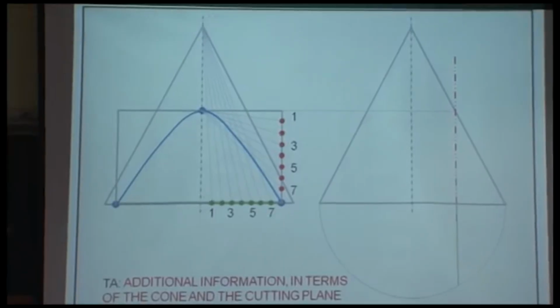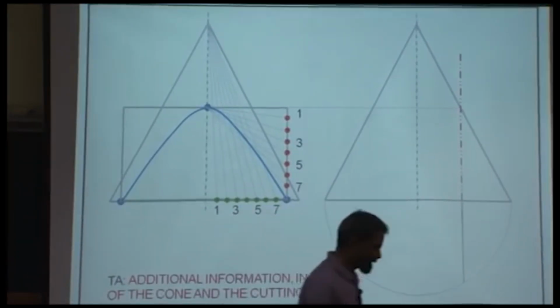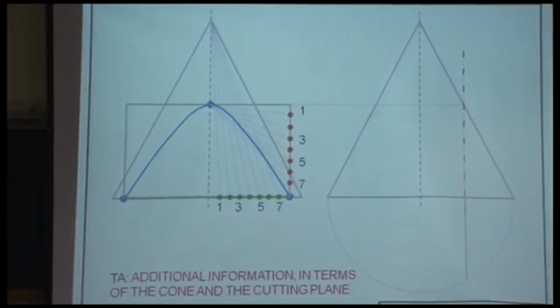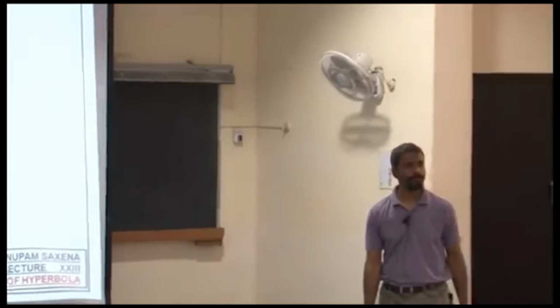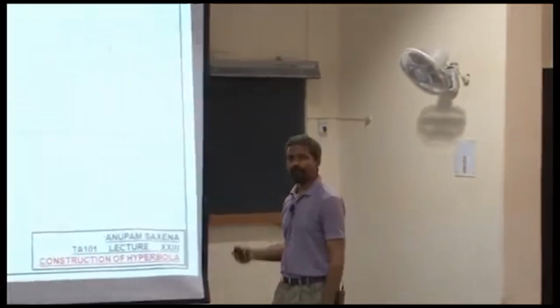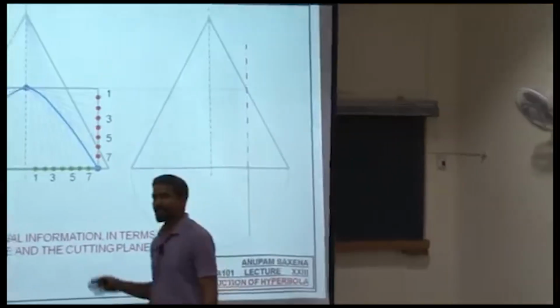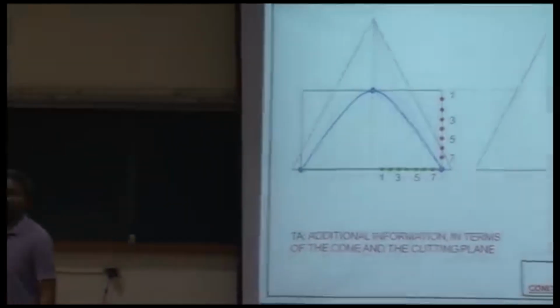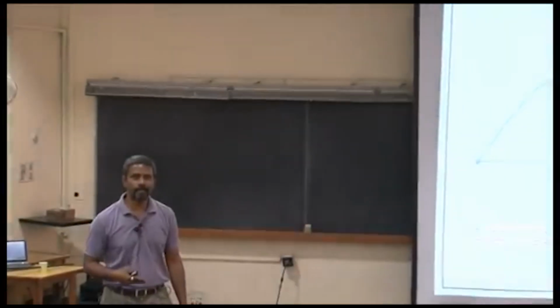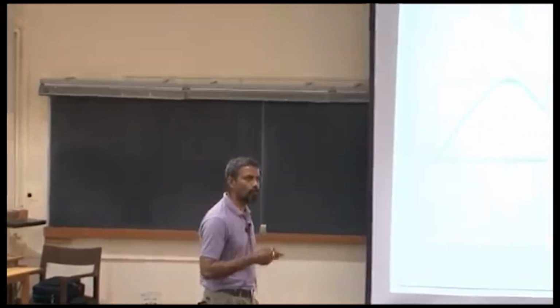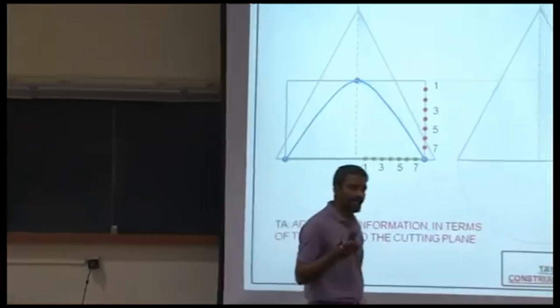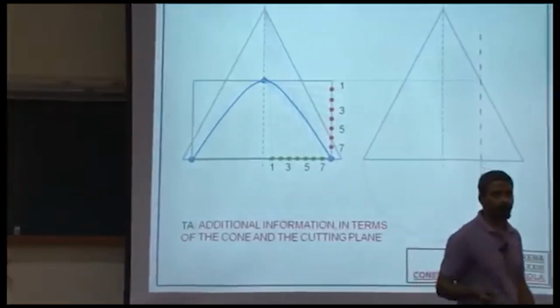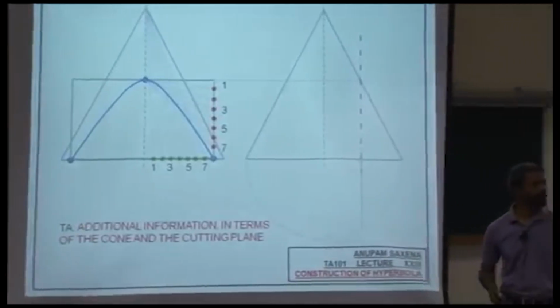So, do you think additional information is required in terms of the cone and the plane that is cutting the cone, in addition to these 3 points? Do you think that? So, if I give you 3 points and nothing else, is it still possible for you to draw a hyperbola? Or if I give you these 3 points in such a way that the information about the cone and the plane that's cutting the cone is available to you, you would be able to draw this hyperbola?